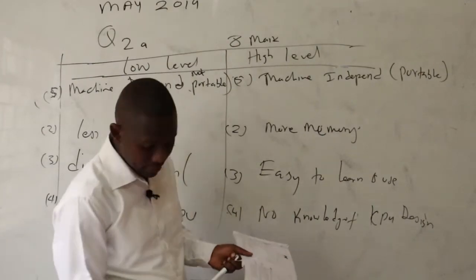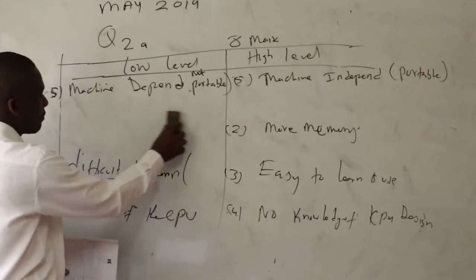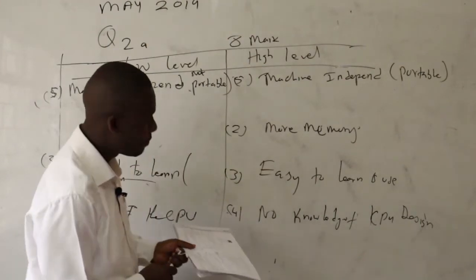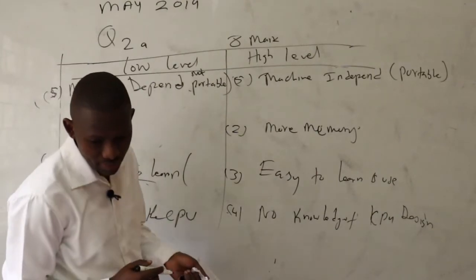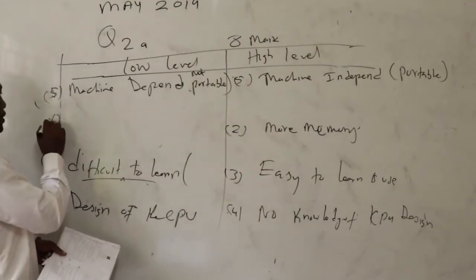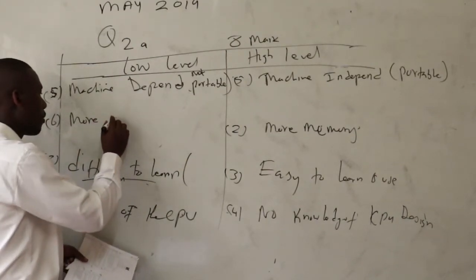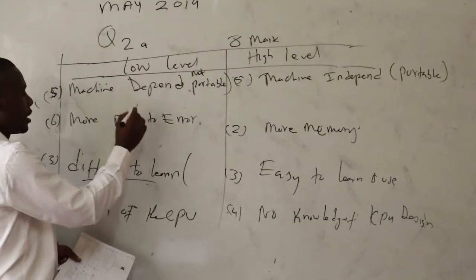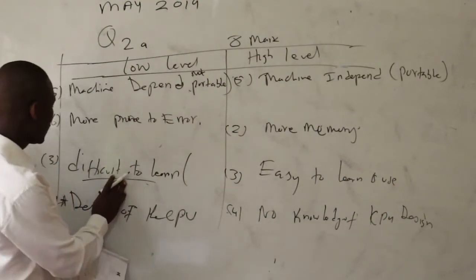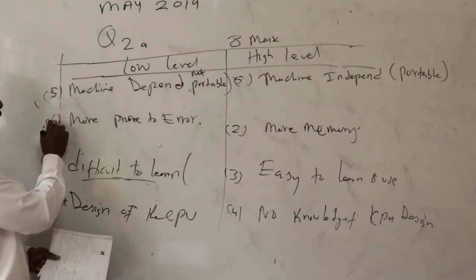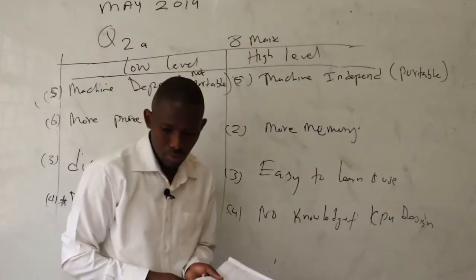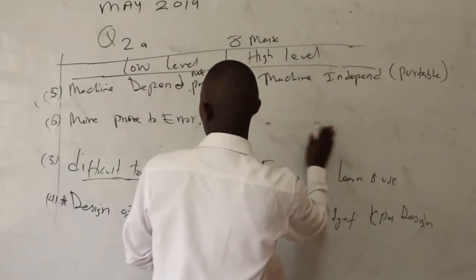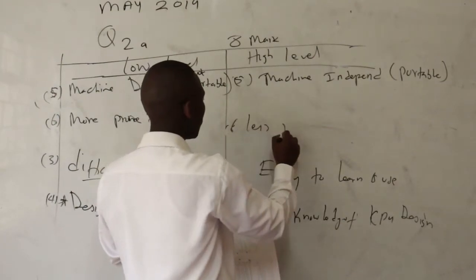Then another characteristic, number 6. Remember, we are given 8 marks, so you need to have at least 8. Low-level languages are more error prone, that is, more prone to errors. The reason is that they are difficult to learn and use, meaning the programmer may end up having so many errors. As compared to high-level languages, which are less prone to errors.